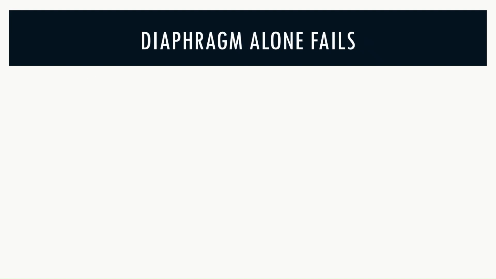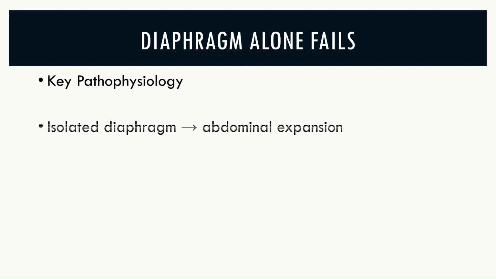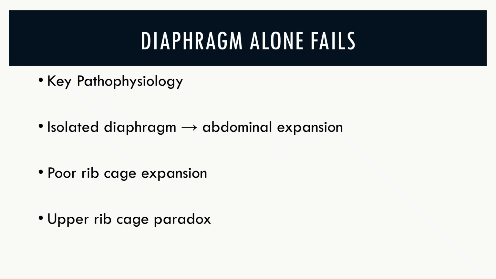What happens when the diaphragm acts alone? Is the diaphragm alone enough? When the diaphragm acts alone, such as in quadriplegia, it produces abdominal expansion but fails to expand the ribcage effectively, sometimes causing inward movement of the upper ribcage known as paradoxical motion.